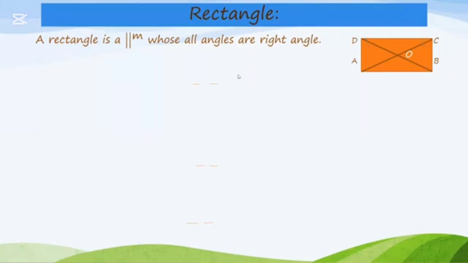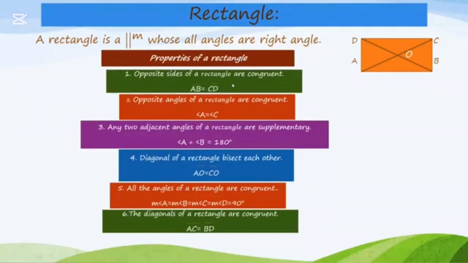So students, if a rectangle is a parallelogram, then the starting four properties of rectangle are similar to the properties of parallelogram. Why? Because a rectangle is a parallelogram whose all angles are right angles. That means it's a parallelogram. So the properties of parallelogram are included in the properties of rectangle. So the starting four properties are similar, right?